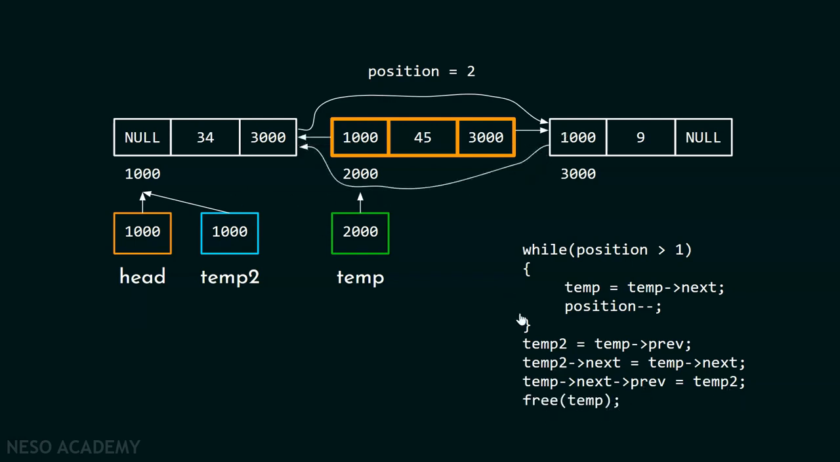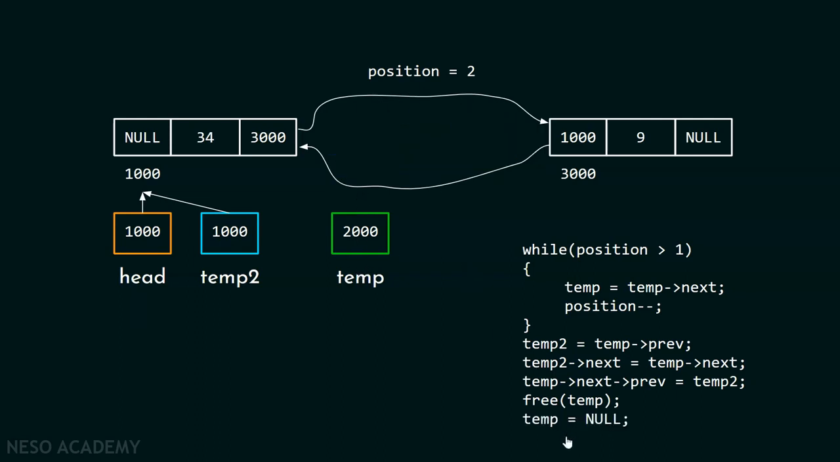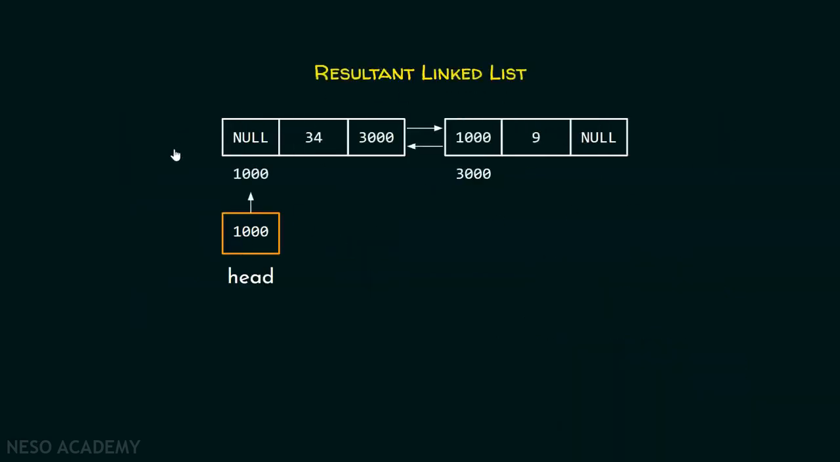After this we will free our node, that is this particular node, using temp pointer. And finally we will put null in place of 2000 here. And that's it. That's all what we need to do. This is the resultant linked list so obtained.